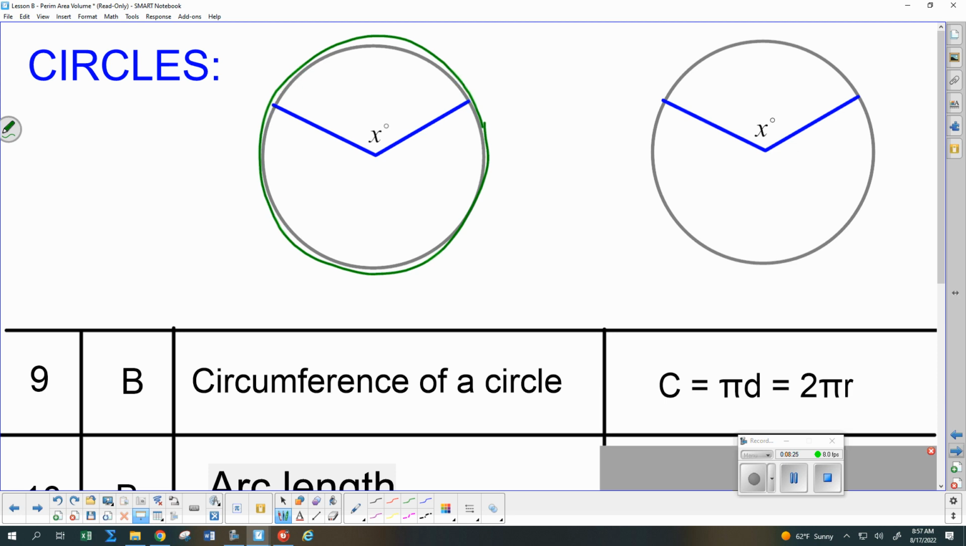And the formula, should have asked you, but two ways of thinking of it, either pi d or 2 pi r, because 2 times r, 2 times the radius, is the diameter. So if they give you the diameter, use pi d. If they give you the circumference and ask you to find the radius, do 2 pi r. Whichever one they give you or ask you for, use that formula.